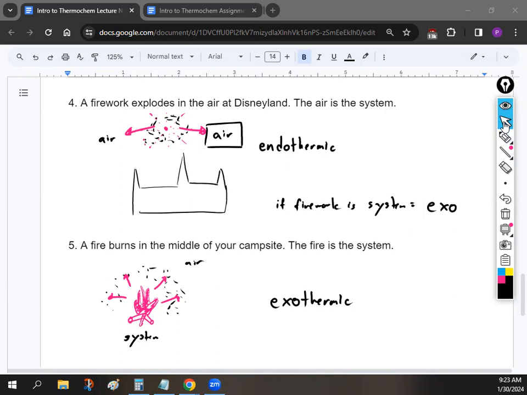And that's it. That's how we can determine exo and endo. Again, always look at the system. Is it hotter or colder? And that'll tell you if it is absorbing or releasing energy.